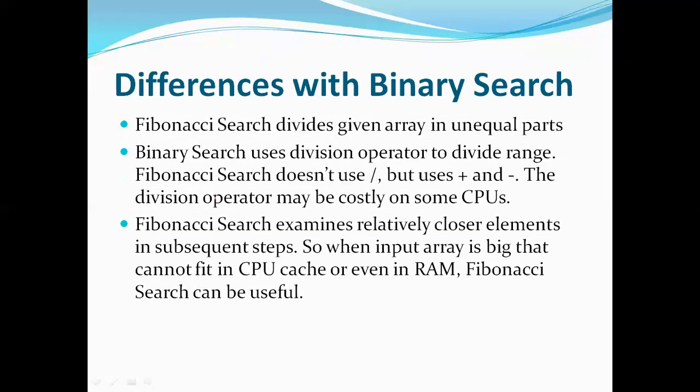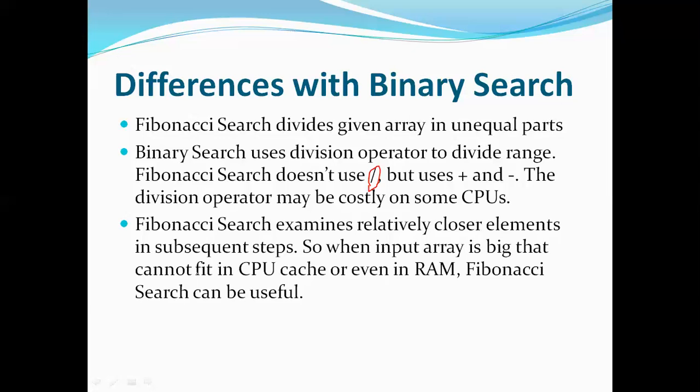And what are the differences? Fibonacci search divides the array into unequal parts, whereas binary search divides the list equally. Also, Fibonacci search does not use the divide operator, only plus and minus operators. The division operator may be costly on the CPU. This is the difference between these two.